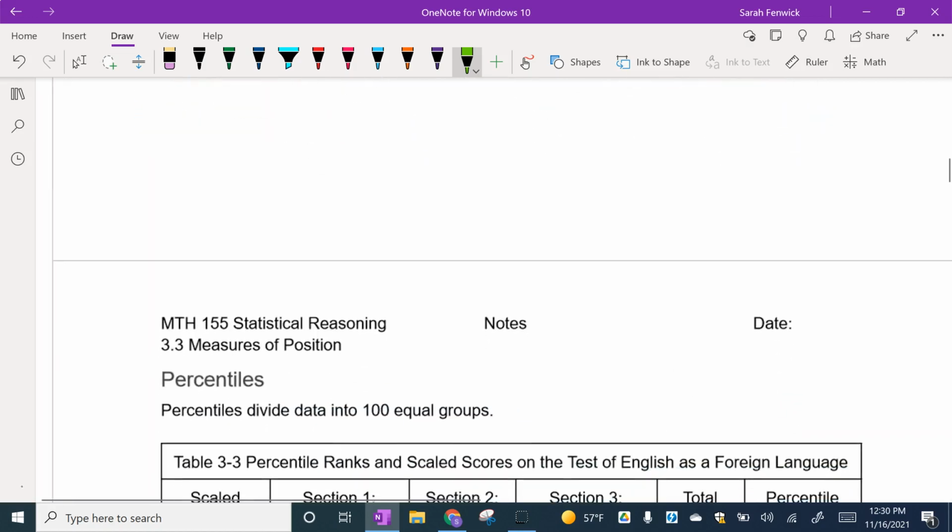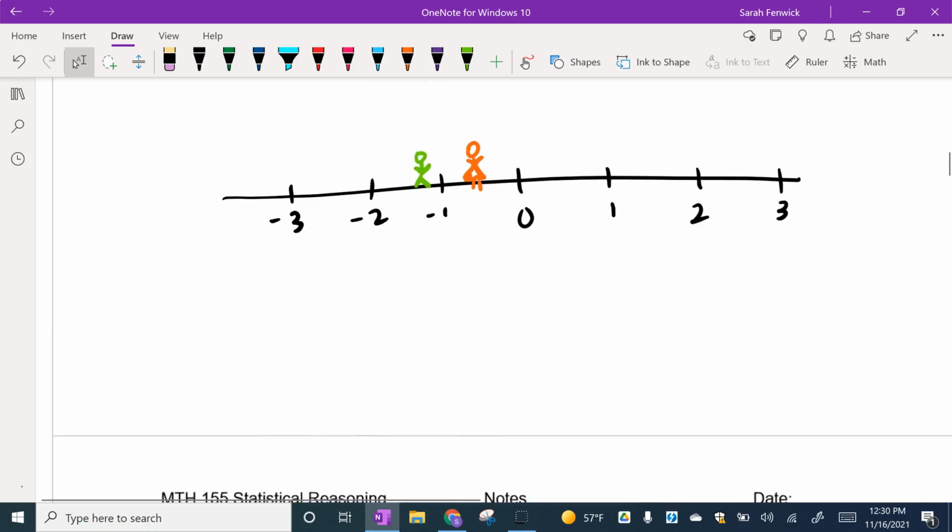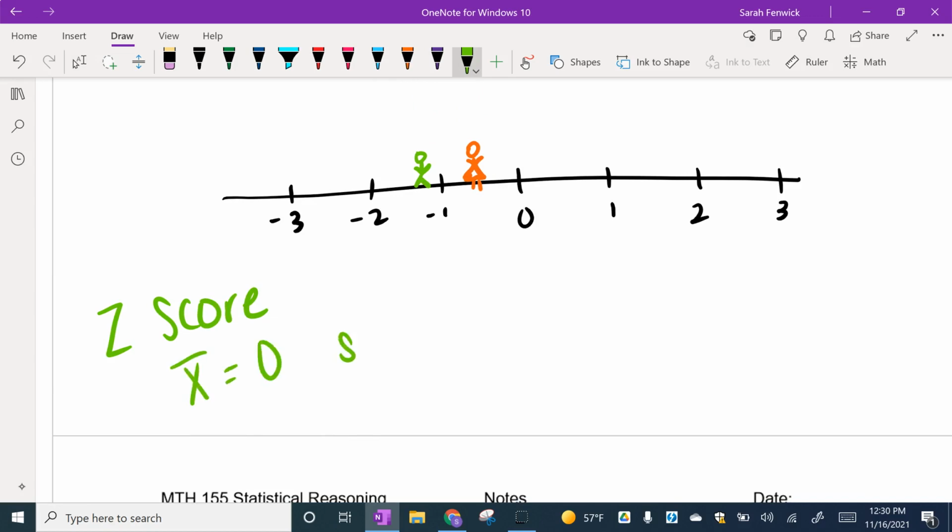All right, so that's all for z-score. Oh, no, we already talked about it. When I'm using z-score, let's remember this. We use x bar or mu equals 0 and standard deviation s or sigma equals 1. When you're using z-score, that's what we use. All right, that's it for z-score. We'll be back with percentile.